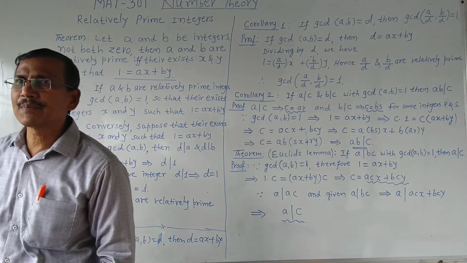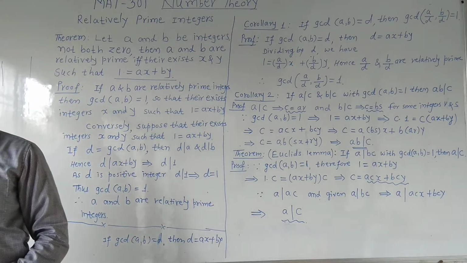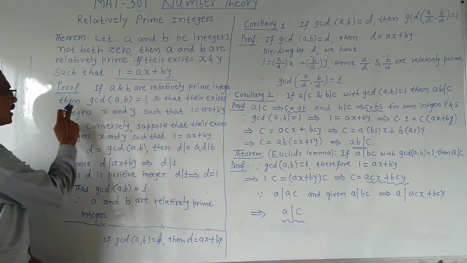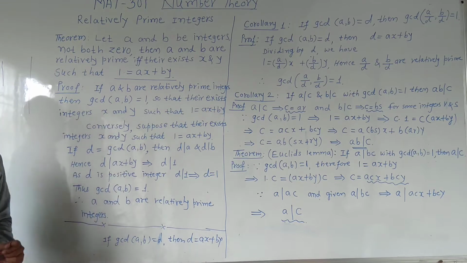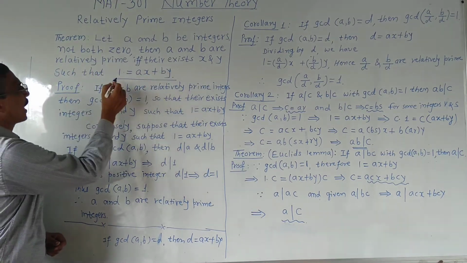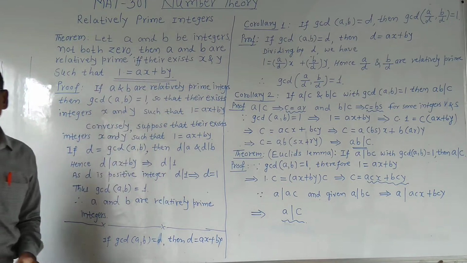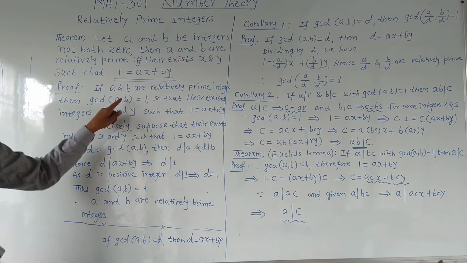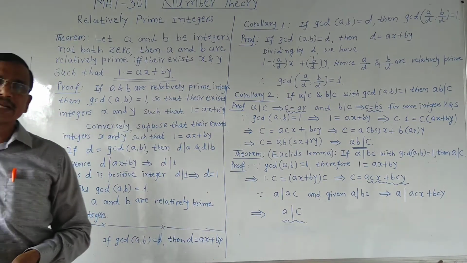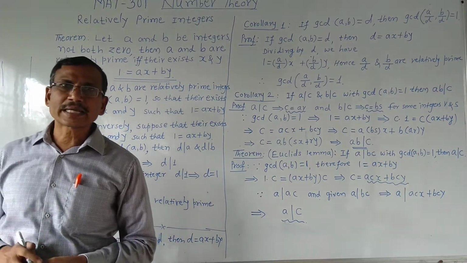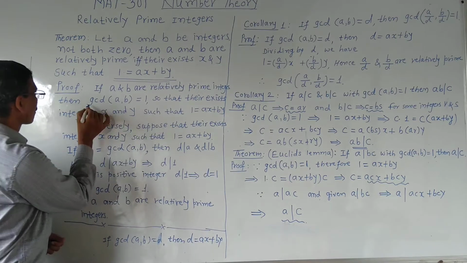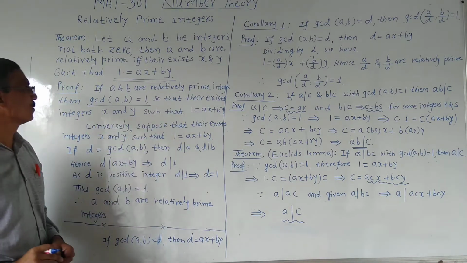Due to the if and only if condition, we have to prove two parts. At first we assume that a and b are relatively prime integers, and try to prove that 1 is equal to ax plus by. As a and b are relatively prime integers, by the definition of relatively prime integers, their greatest common divisor must be equal to 1, and that's why the greatest common divisor of a and b is equal to 1.